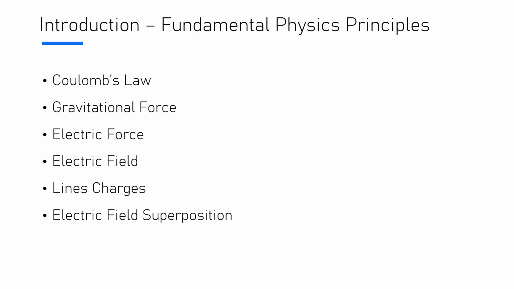We have gravitational force, which is an attractive force used near the surface of the Earth; electric force, which is basically described through Coulomb's law; electric field, which is a force created by a small test particle, and this small test particle feels the force created by another charged particle; the line charges, which are a collection of point charges arranged in a line; and electric field superposition, which basically states that electric fields can be added in vector form, and these do not affect or block one another.